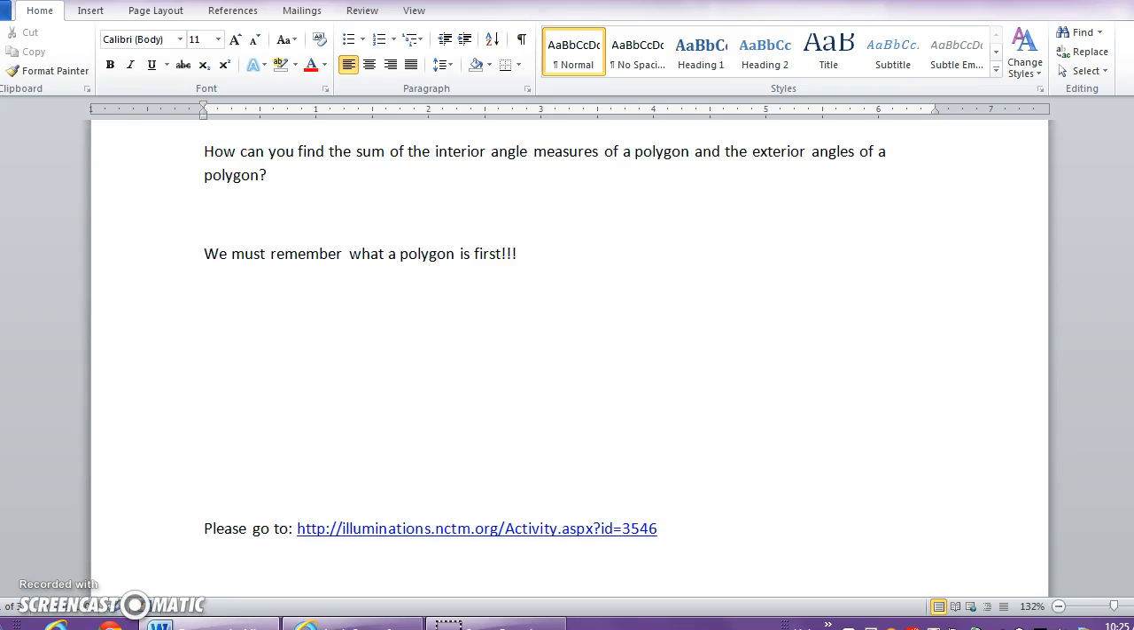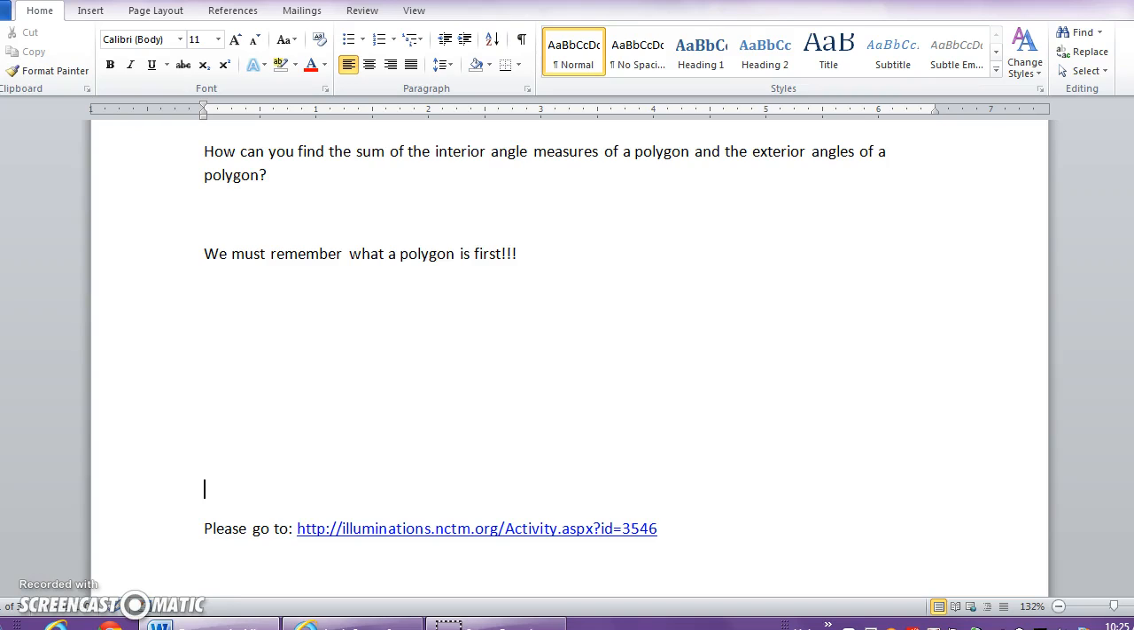A polygon is a closed plane figure made up of 3 or more line segments that intersect only at their endpoints. So if you see a curved shape, like a rainbow for example, that is not a polygon. Polygons all have straight lines.